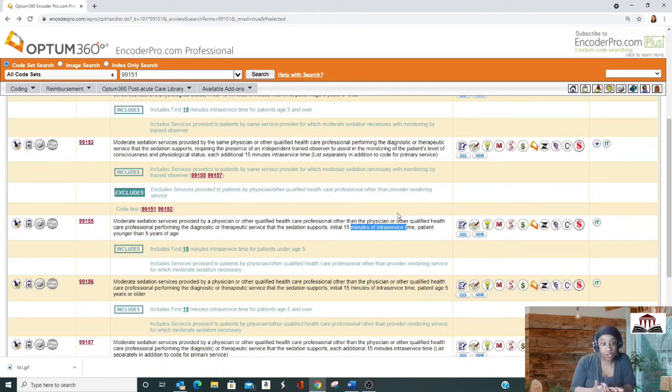This is intra-service time, and intra-service time does not start until the sedative is administered. So one of the things I look for when I audit is the time the agent was administered, and I make sure the provider hasn't over-reported their time because of that. The agent that's administered should absolutely be documented. The time the agent is administered should absolutely be documented. So it's really an easy metric. Those are the three things you want to look for to decide the proper code and where you should be reporting that.